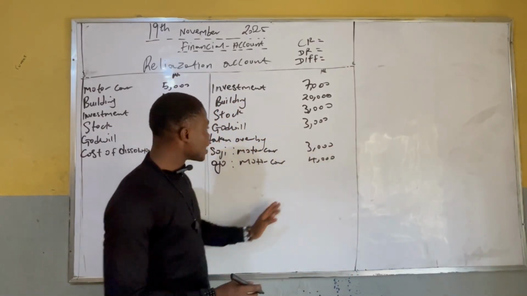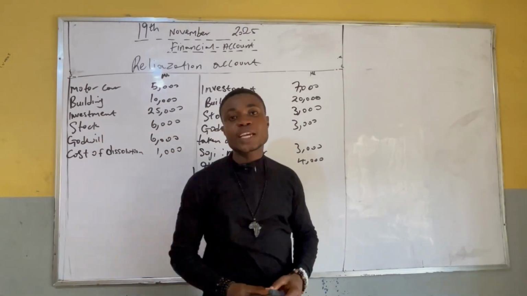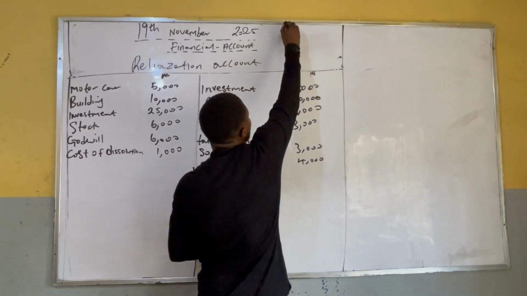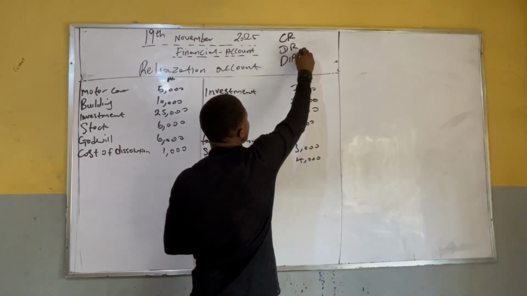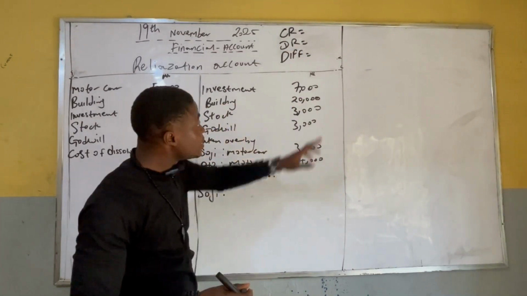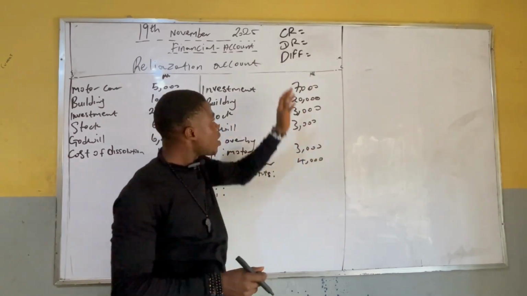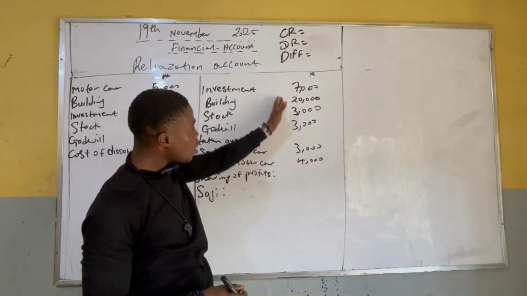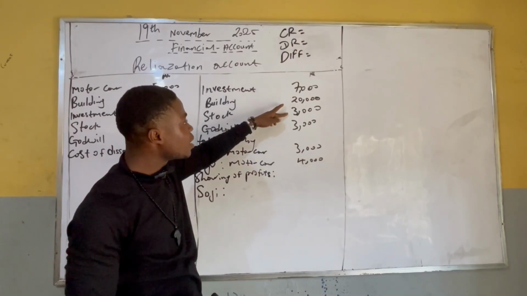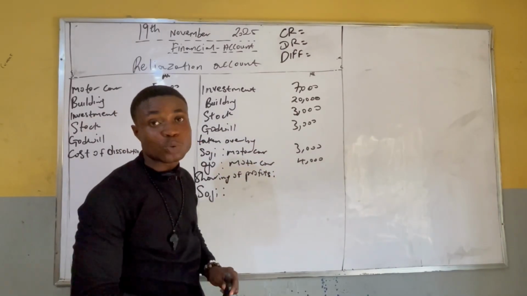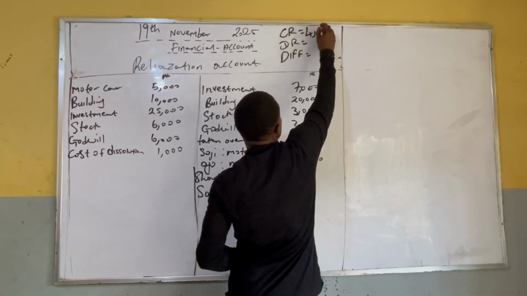Now, let's balance this account. You add this, you look for the difference. That is, you come here first, credit, debit, and the difference. Don't forget, the difference that you see is your profit. Now, let's come to this side. Add everything here together. That is 7,000 plus 20,000 plus 3,000 plus 3,000 plus 3,000 plus 4,000. What's the answer? 40,000.